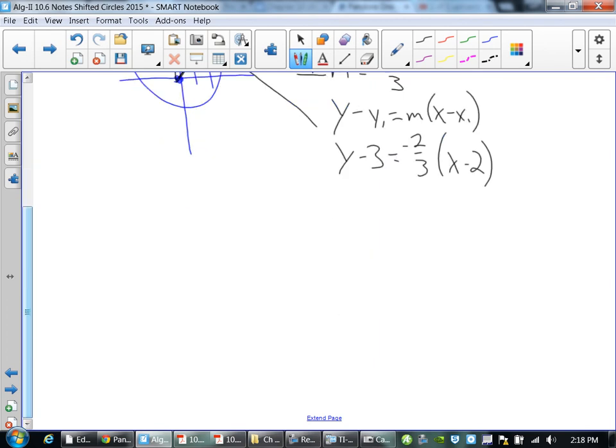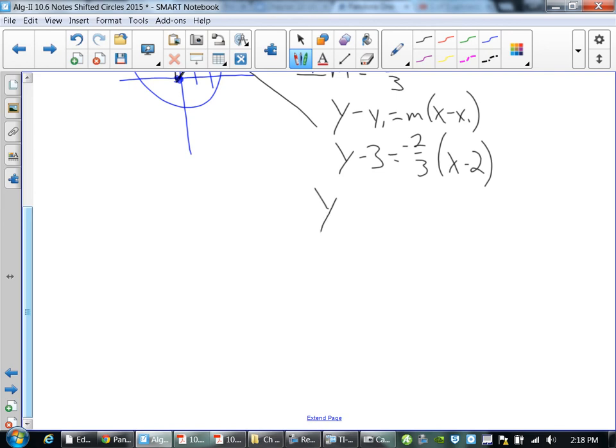I always like to get you guys to go back into slope-intercept form. Whenever you write an equation, go back to slope-intercept. The reason is that you've got a button on your calculator, the y equals button, which is slope-intercept.